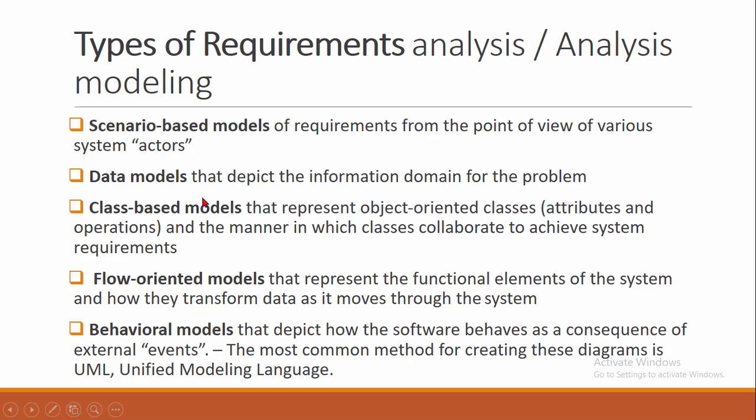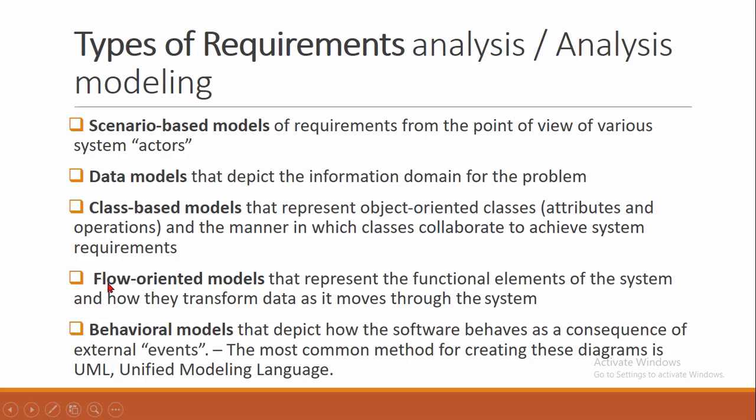Then we have data models. The data models depict the information domain for the problem. It shows what type of data the system will handle. Next we have class based models. Class based models represent object oriented classes, that is, the attributes and operations, and the manner in which classes collaborate to achieve a system requirement.